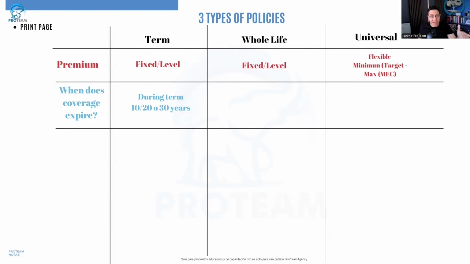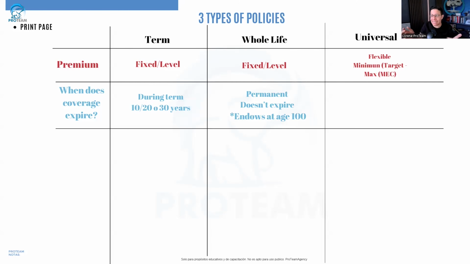The coverage expires after 10 years. If it's a 15-year term, when does the coverage expire? 15 years. You're right. 30-year, it expires in 30 years. You get it, right? The next policy is the whole life. So guess what? In the whole life policy, the coverage is permanent. Coverage does not expire. It actually endows. And endowment basically means that it pays. This policy endows at age 100.